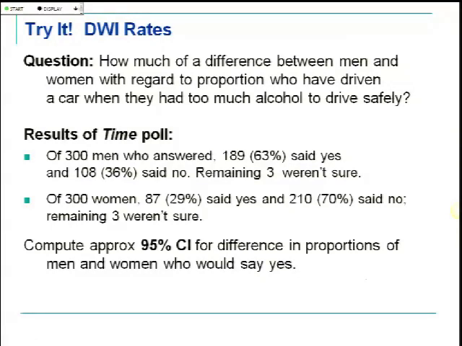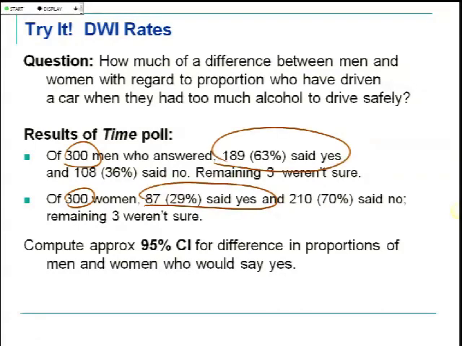But we're going to take a look at the sample sizes and how many said yes. So either they said yes or they did not say yes for the two outcomes. And we're asked to compute a confidence interval to compare these two rates. I mean, the rates were 63% saying yes for men and 29% for women. It's a pretty big difference.